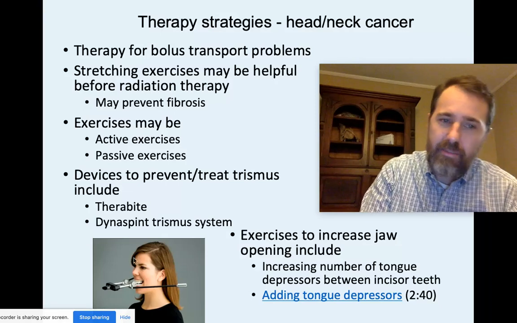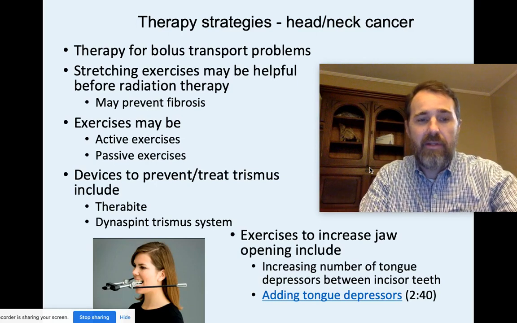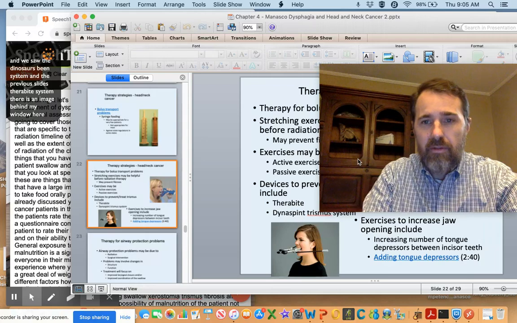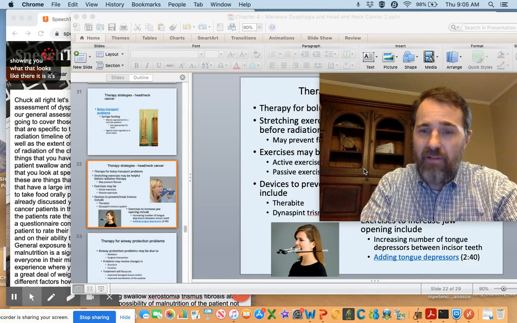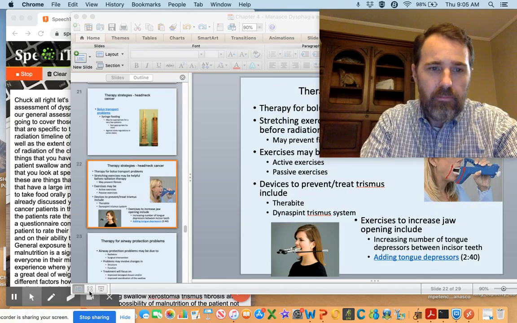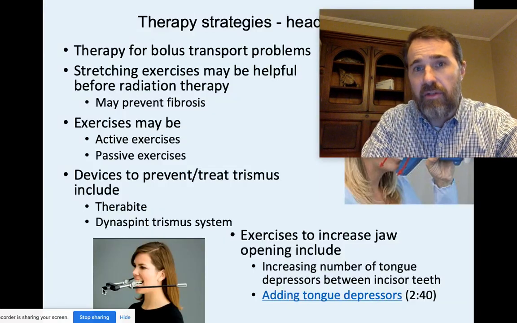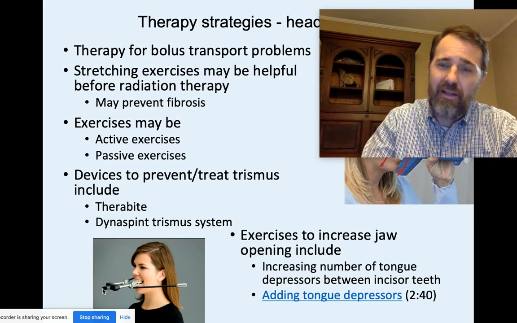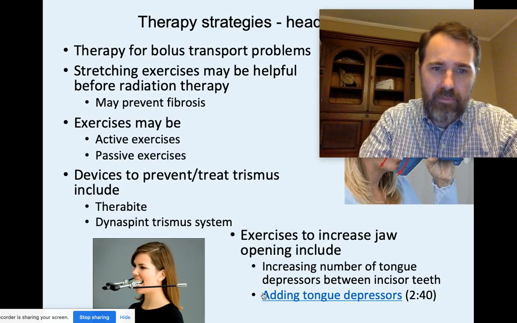And we saw the Dynasplint system in the previous slides. The TheraBite system, there's an image behind my window here showing you what that looks like. There it is. It's a very similar device. These are two devices that are used to passively increase the range of motion of the mandible.